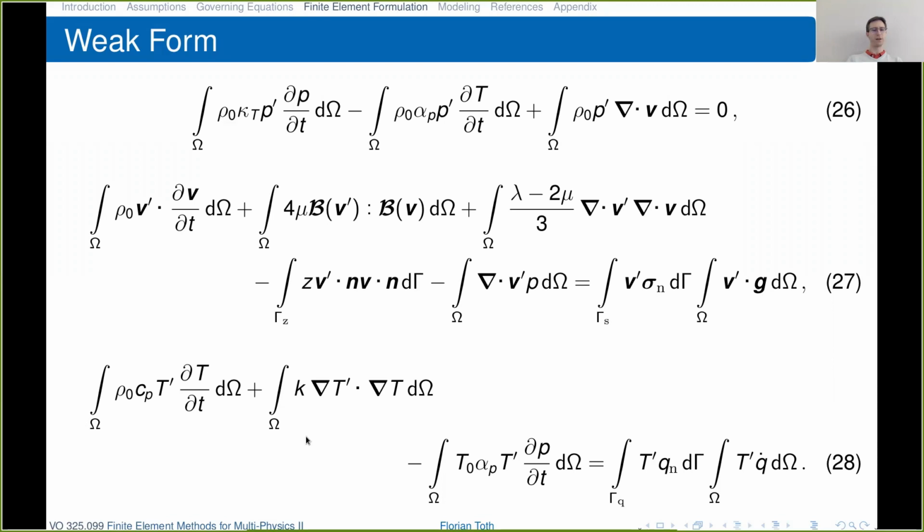And again, for the heat equation, this is actually very similar to the classical heat equation. We have a mass term here, bilinear forms between the temperatures. We have a classical stiffness term with the gradient of the temperatures, and we have a mixed term, bilinear form between temperature and pressure, here again with the time derivative. And on the right-hand side, we have the classical boundary terms of the heat flux over the boundary, or a volume heat source density.